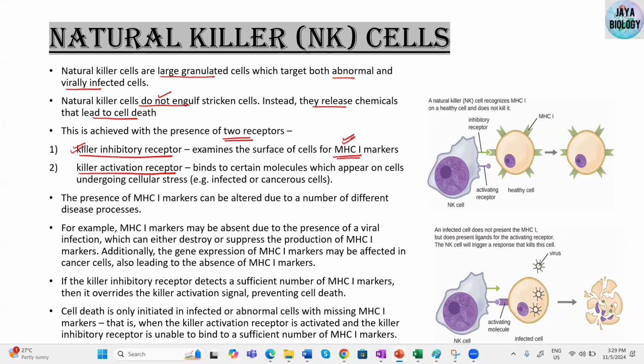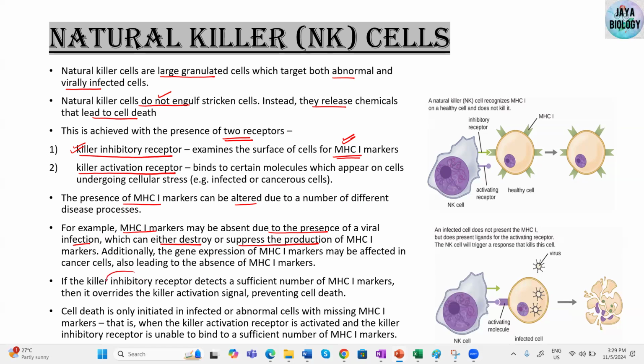Now, if this is present, it means cell death is not there. The cell can escape death. But if MHC1 is missing, then obviously the cell is going for programmed cell death. Now, the presence of the MHC1 marker can be changed because of many reasons. It can be absent due to the presence of viral infection, and they are destroyed or suppressed, the production of MHC1 is suppressed.